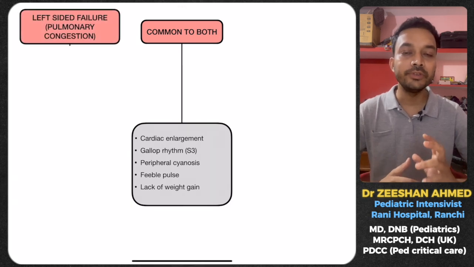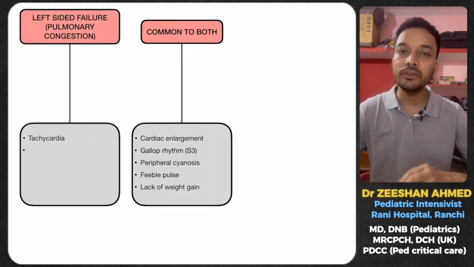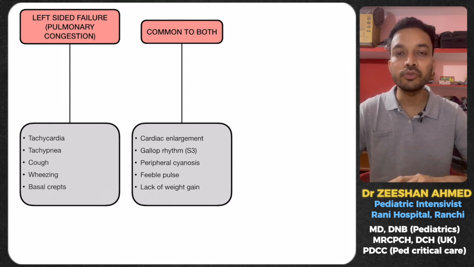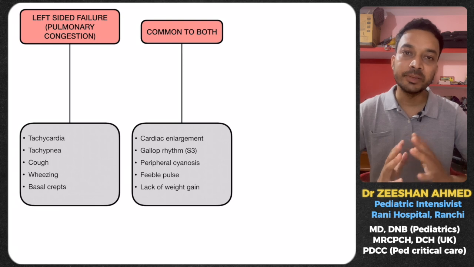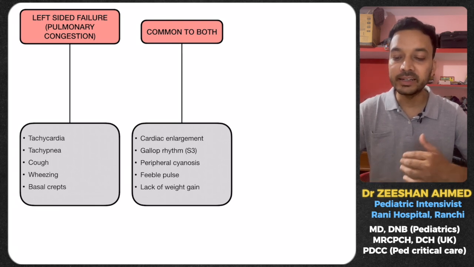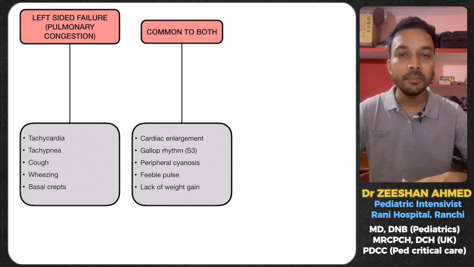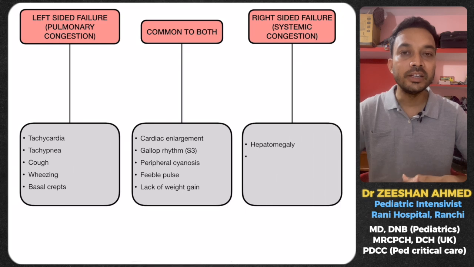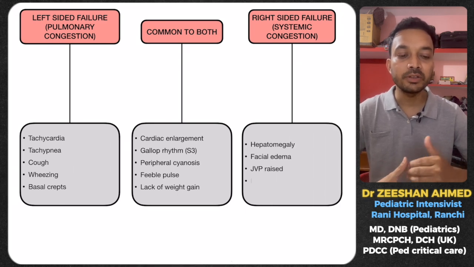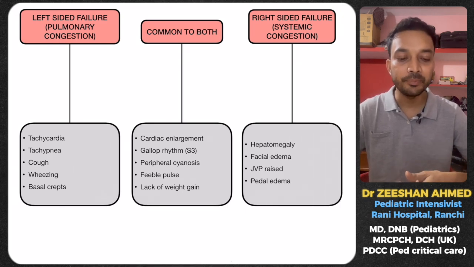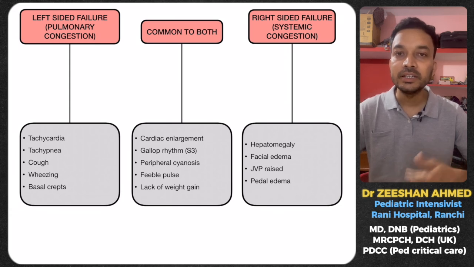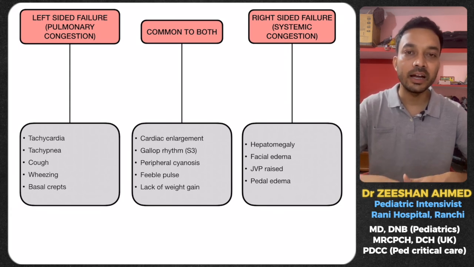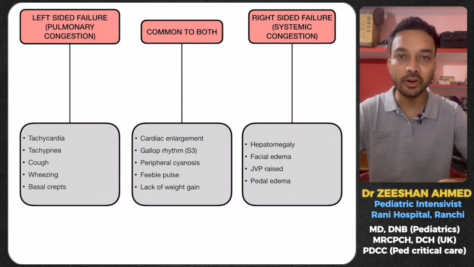Now, coming to individual ventricles. If the left ventricle fails, it leads to pulmonary congestion, so mostly respiratory symptoms will predominate, like tachycardia, tachypnea, cough, wheezing, and basal crepitations. Now, if the right ventricle fails, it will lead to systemic congestion, and the symptoms and signs will be hepatomegaly, facial edema, raised jugular venous pressure, and pedal edema or sacral edema, or dependent edema.